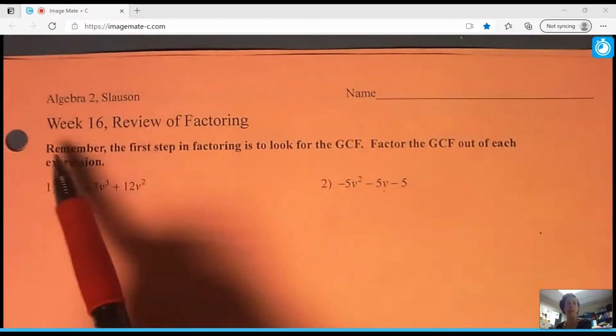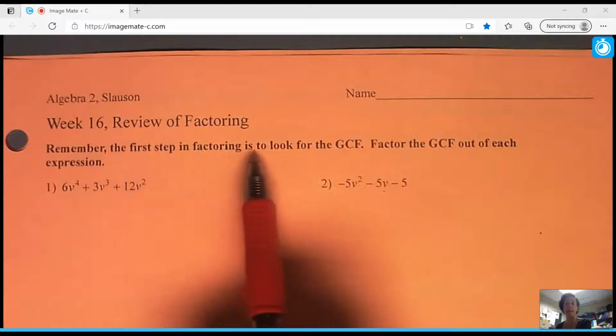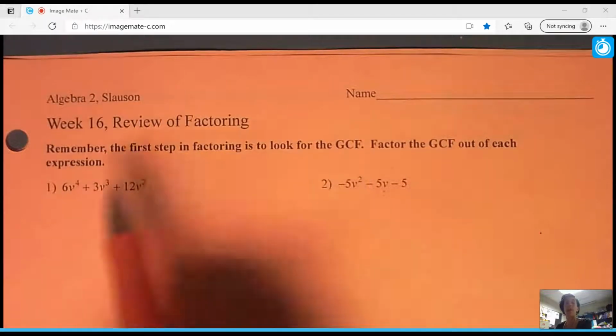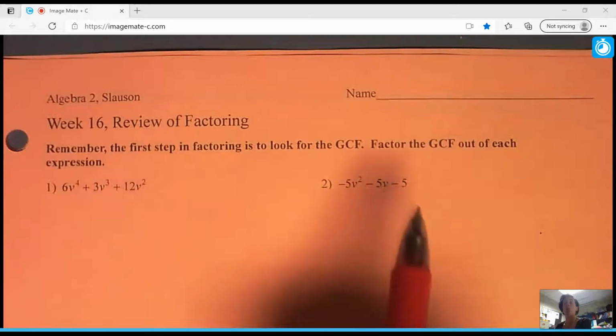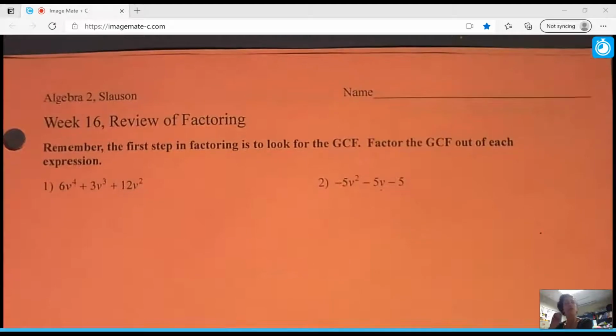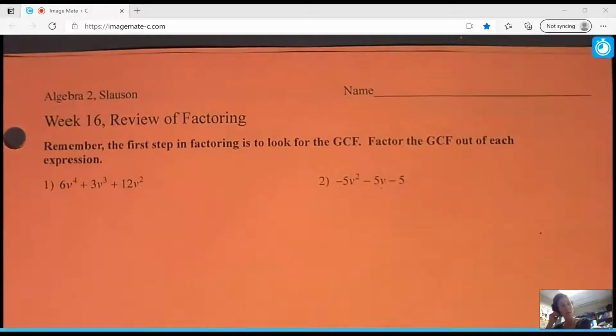All right, so remember that the first step in factoring is to always look for that GCF, the greatest common factor. So in these two problems, we're only going to factor out the GCF, and then that's it. So I'll do one of the problems with you, and then I want you to try the other one on your own. So the problem I want to do with you is actually number 2.